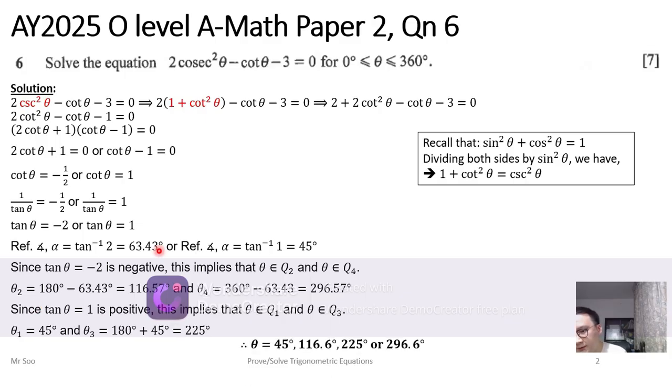So the final answers will be 45 degrees, 116.6 degrees, 225 degrees, 296.6 degrees. These are the final answers that satisfy 2 over sine squared theta minus 1 over tangent theta minus 3 equals 0. If you check all 4 answers, clearly they fall in the range of 0 degrees to 360 degrees inclusive. The sanity check I leave to you to verify all 4 of them. You substitute into here, but take note you have to rewrite the function as 2 over sine squared theta minus 1 over tangent theta minus 3 equals 0, because your calculator doesn't have cotangent and cosecant functions, correct?